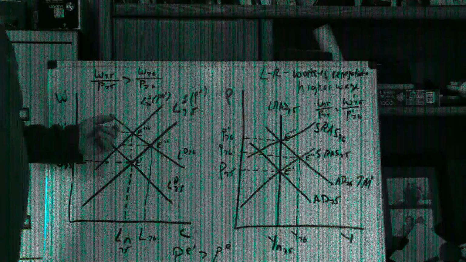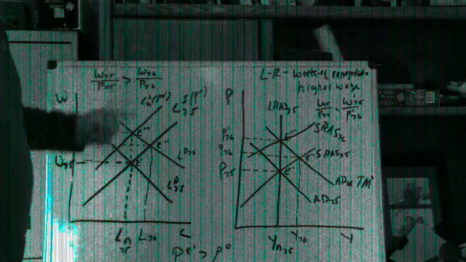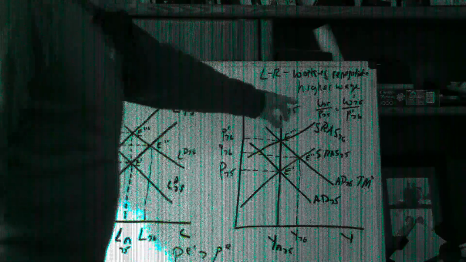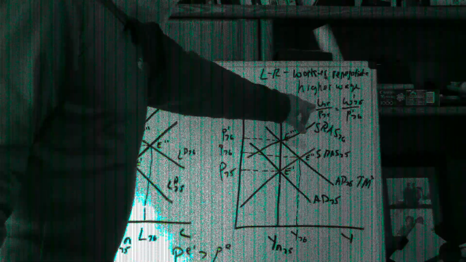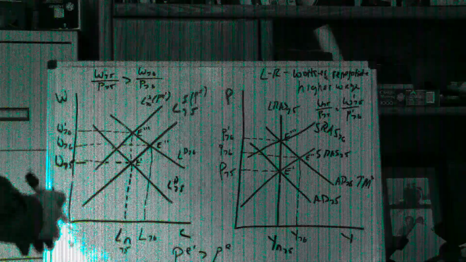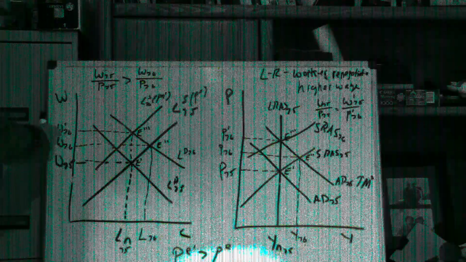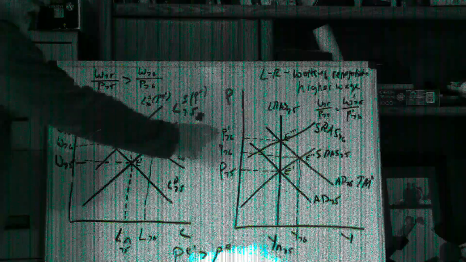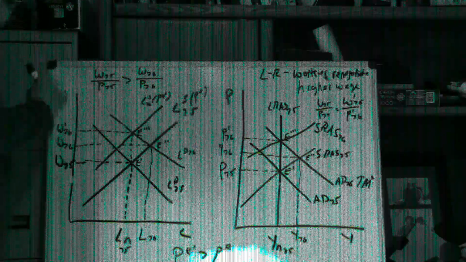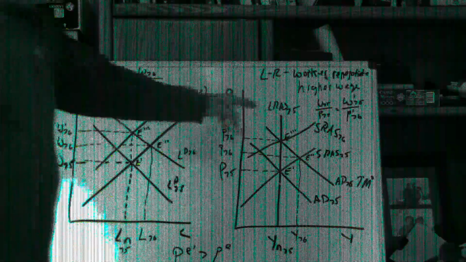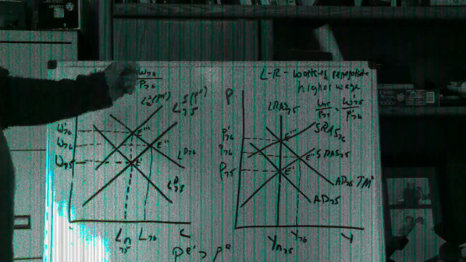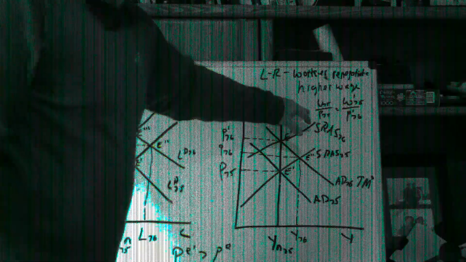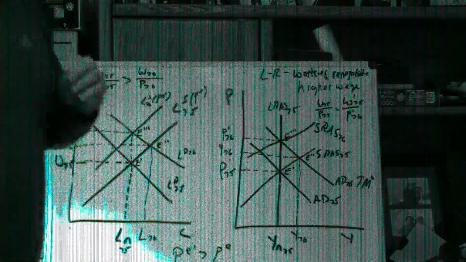So, in the long run, we're now at E triple prime, and it's the case that the real wage initially was W75 over P75, and now we have a wage rate in 76 called W prime 76, and then the price level P prime 76. Wages have gone up enough to where the real wage in 76 is now identical to what it was in 75.